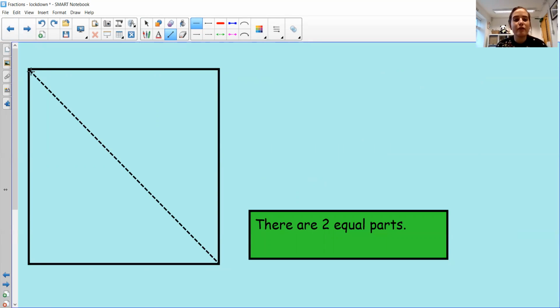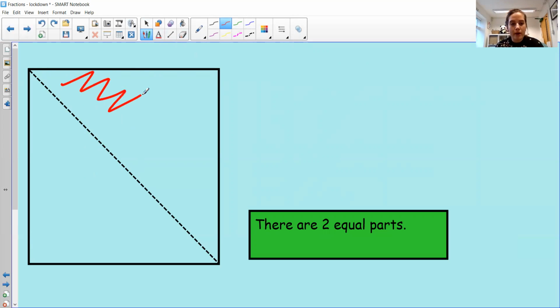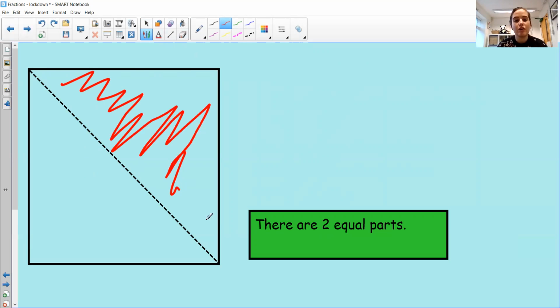Brilliant. We can also fold our square like this, on a diagonal. So we've still got two equal parts here. Can anybody spot the shape that this has made in this section or in both sections by folding it diagonally? Brilliant. It's made a triangle, hasn't it? It's got 3 vertices and 3 sides. One side, 2 sides, 3 sides. Brilliant stuff.